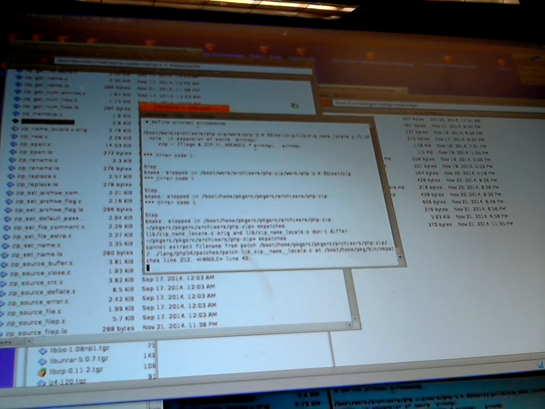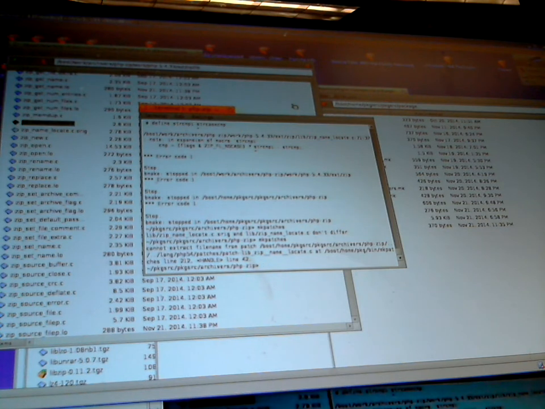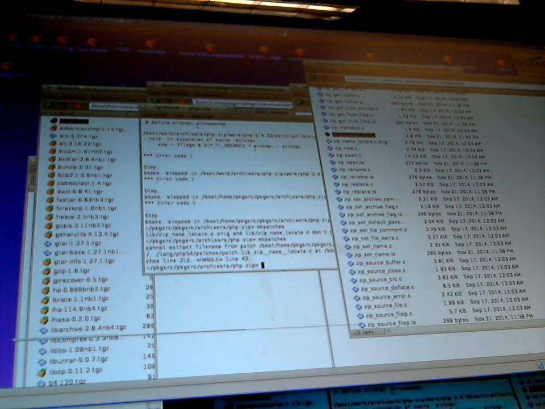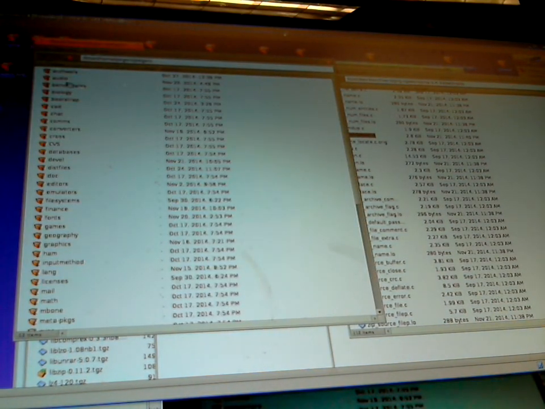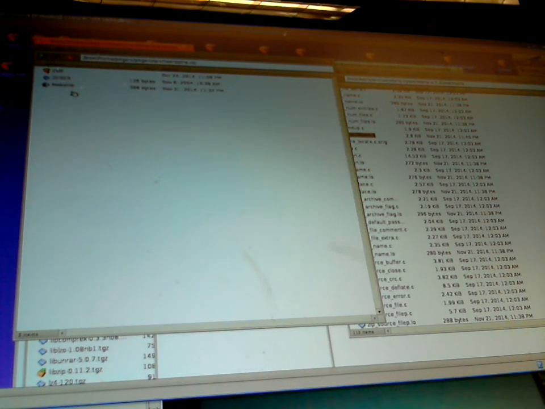Let's make the patches. Okay. Cannot extract file name, because I probably already had. This happens sometimes. It's over here, over here. It's not even there. What's going on?